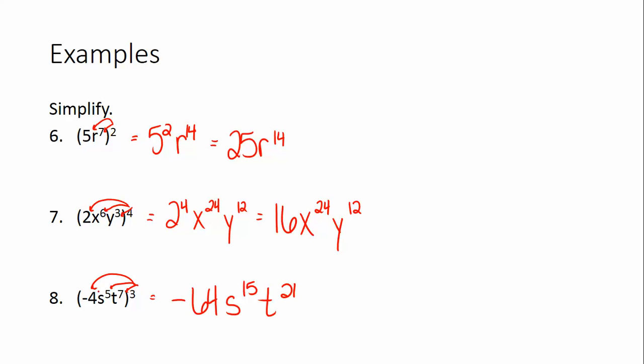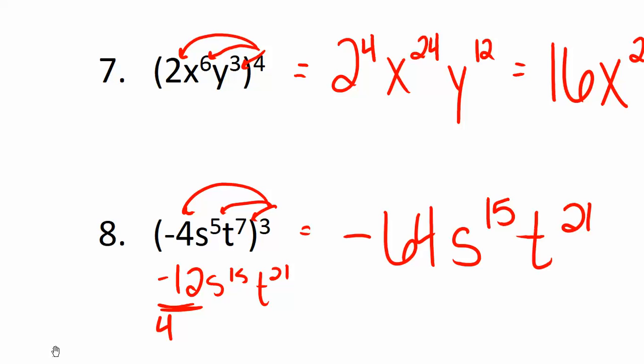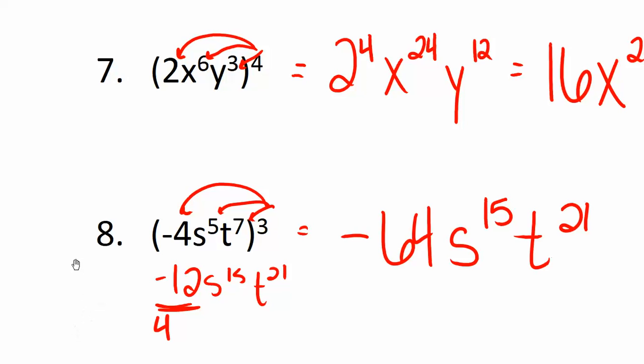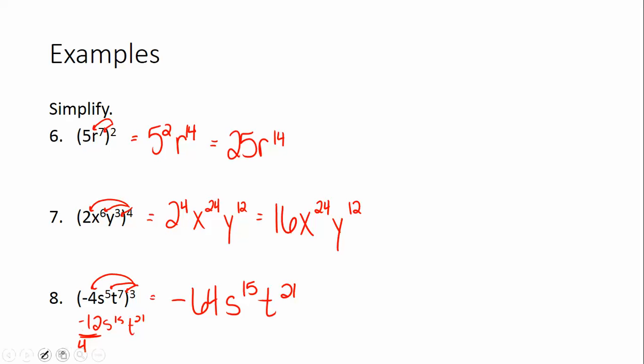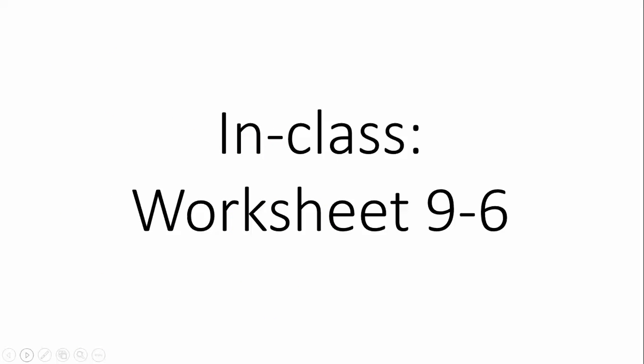So recognize this negative 64. One common mistake is that students will say negative 12, s to the 15th, t to the 21st. This negative 12 is coming from the negative 4 times 3. But I want you to recognize why that's not correct. It's not negative 4 times 3, it's negative 4 to the 3rd power. So that's not correct. And in class, we will work on worksheet 9-6.